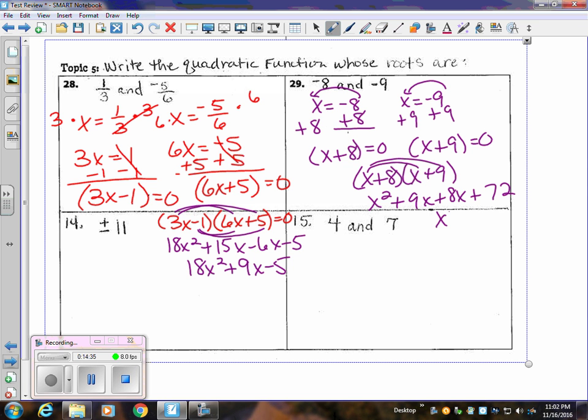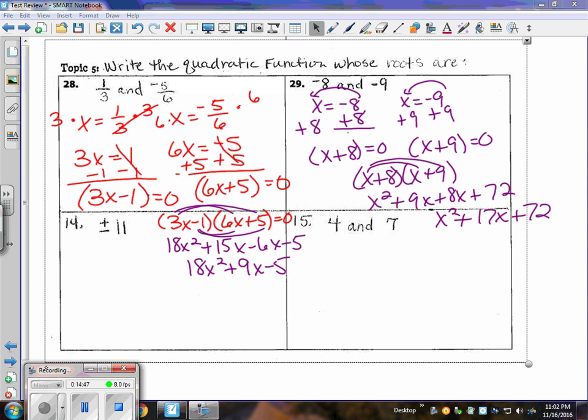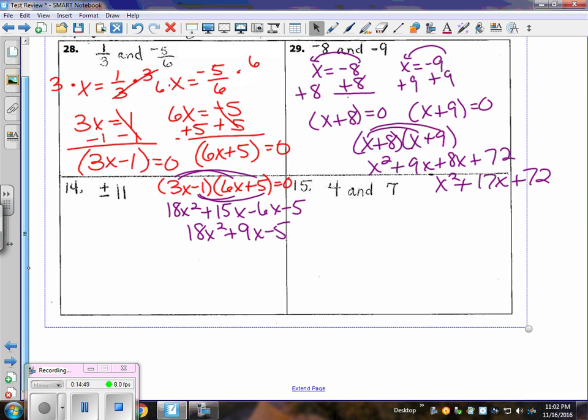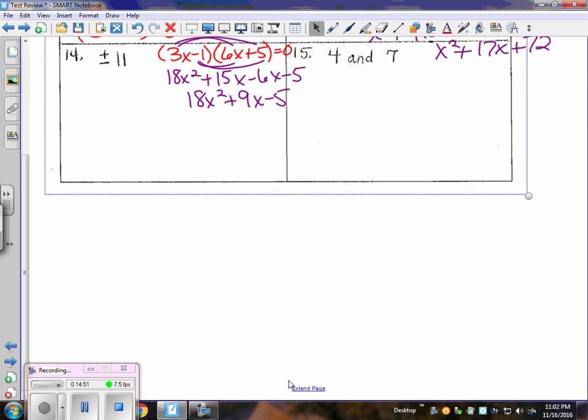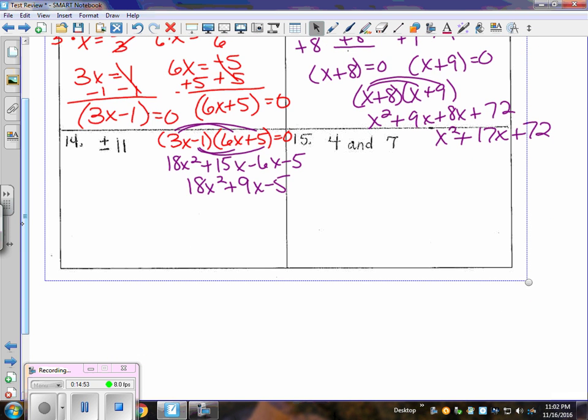And combining like terms. So x squared plus 17x plus 72. Now, if I add or subtract wrong, I don't have a calculator in front of me, so bear with me. Okay, next one. We've got a positive and a negative 11. That just means we've got two answers. They're the opposite twins. We have one being 11 and one being negative 11.